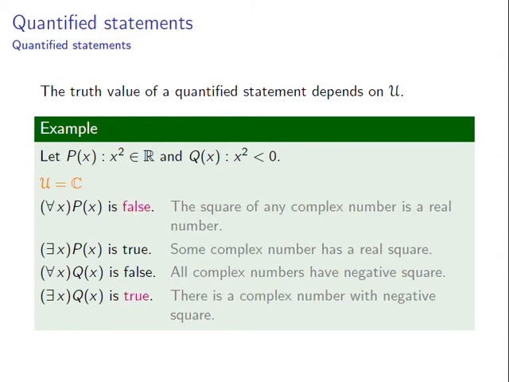When the universal set is the set of complex numbers, the sentence for all x, P of x becomes false, and the sentence for some x, Q of x becomes true. So when evaluating the truth value of a quantified statement, we should always be conscious of the universal set being used.